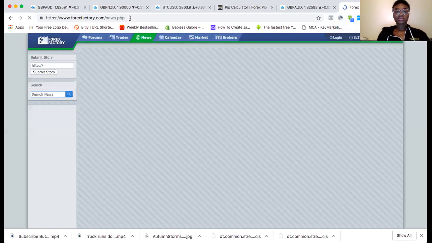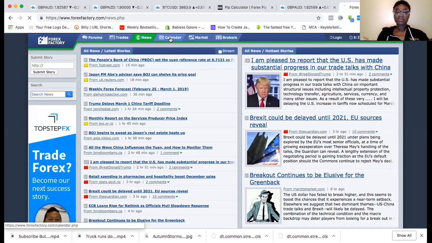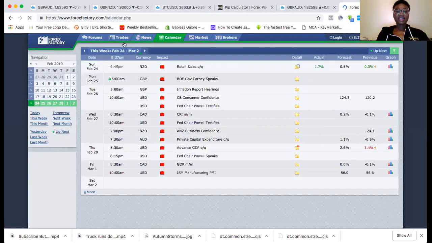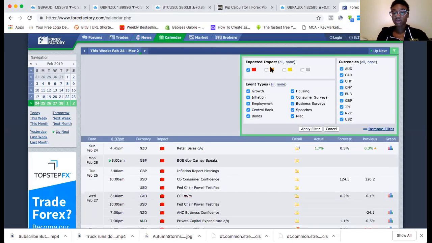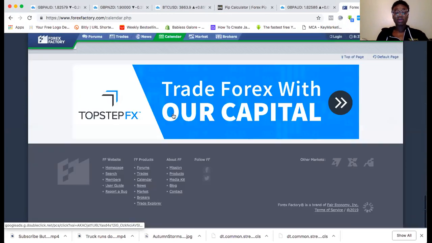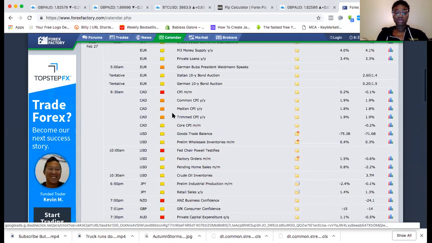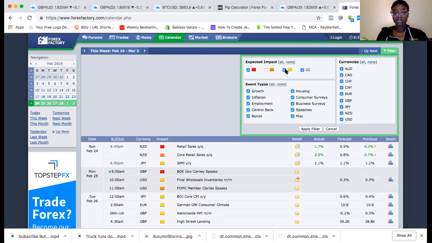Forexfactory.com. Click on calendar. And this is all high impact news, our red folder. Yours is not going to look like this because I have my settings. Yours is going to look like, how do I go back? I don't remember how I changed my settings. Oh, yours is going to look like this. It's going to have all these folders, but the only ones that are important are the red folders. So I just have mine on red folders because I don't need to see all that if they're not important.